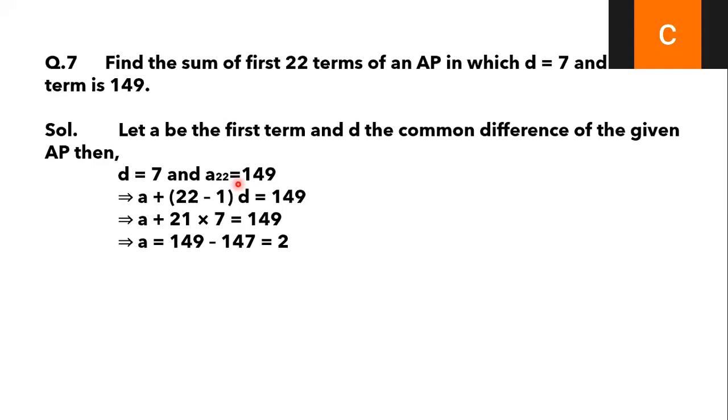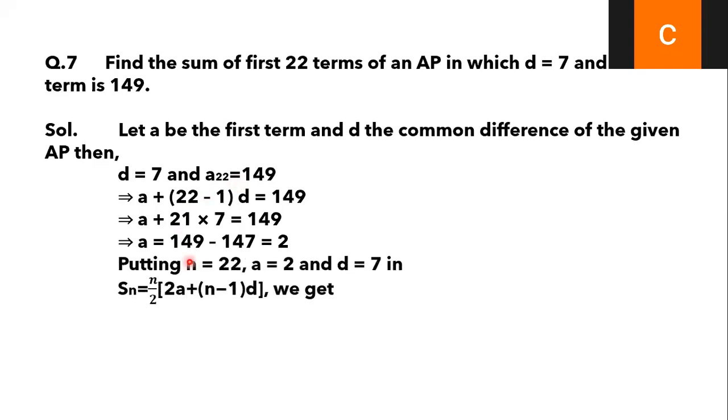So N value 22. We know the formula: N value 22, A value 2, D value 7. The sum of N terms is N by 2, with N value 22. Apply N value 22 by 2 into (2 into A value 2, that is 4, plus N minus 1, that is 21, into D value 7).